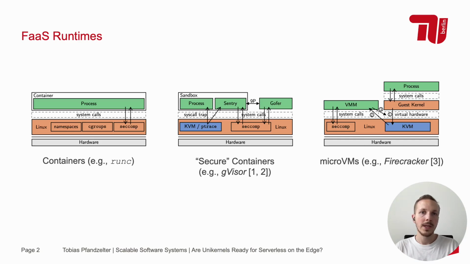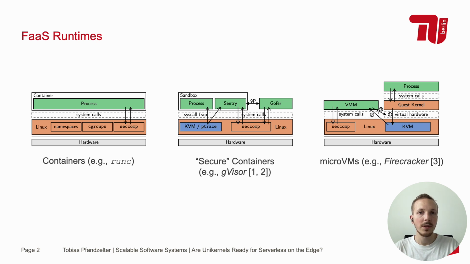When you think fast runtimes, you probably mostly think of containers, such as runC and Linux. In containers, you have process isolation. So you run your process, it's isolated, system calls are intercepted. With seccomp, there's isolation with cgroups and namespaces. But that's efficient, but not very secure.